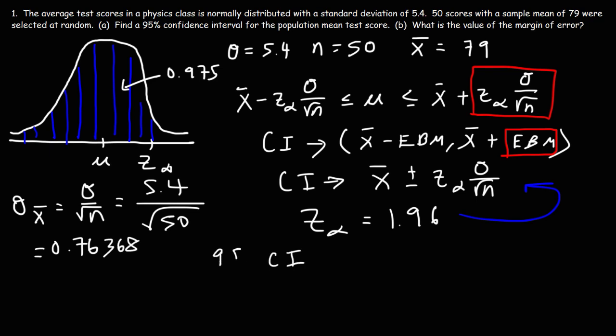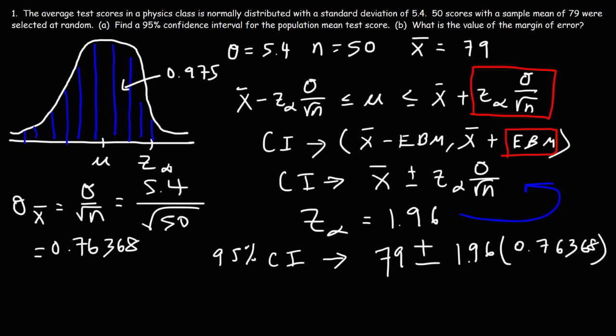So our 95% confidence interval is going to range from, let's see, x bar is 79, and then it's going to be plus or minus z alpha, which is 1.96, times the standard error, or the standard deviation of the sample mean, which is 0.76368. 1.96 times 0.76368, that's 1.4968.